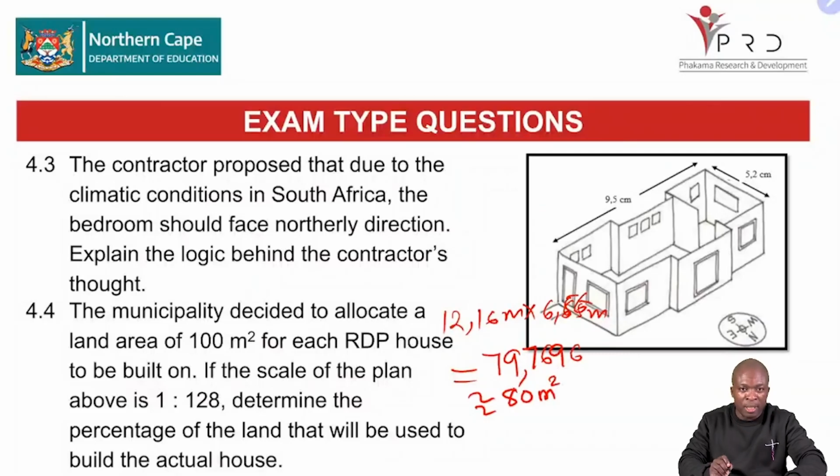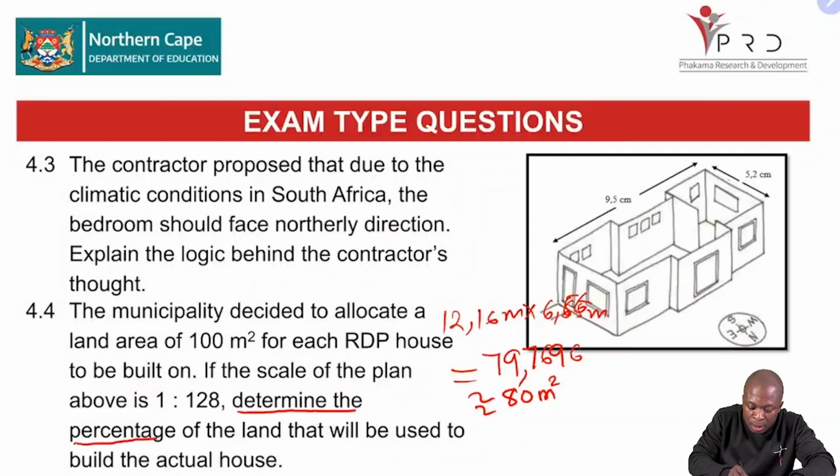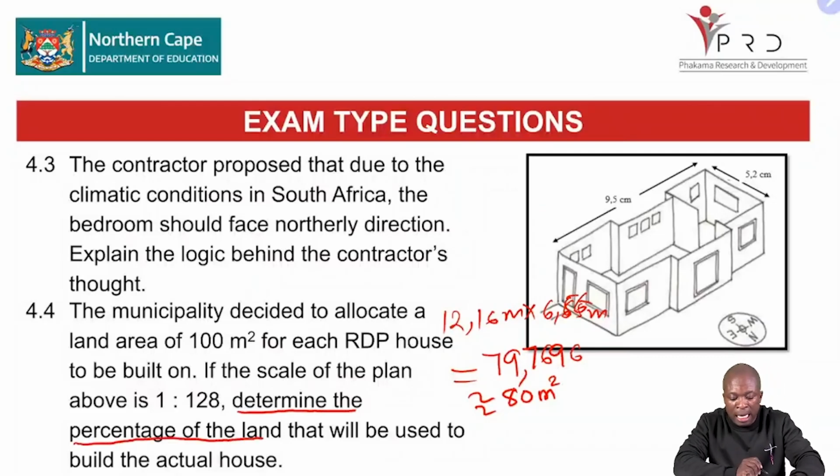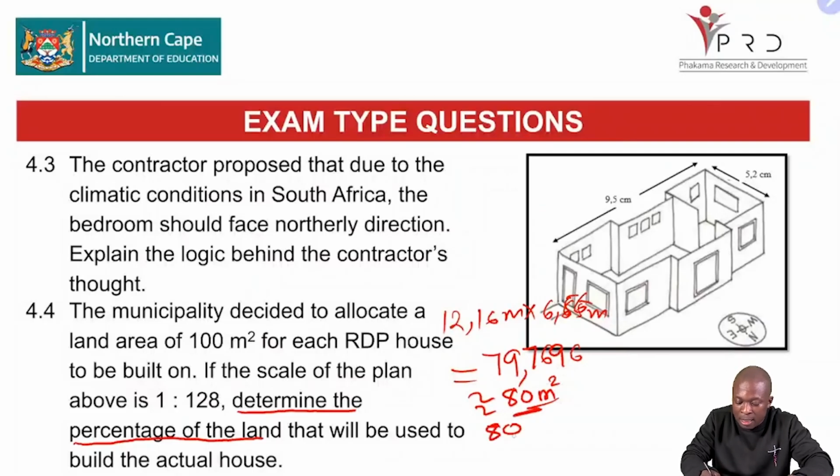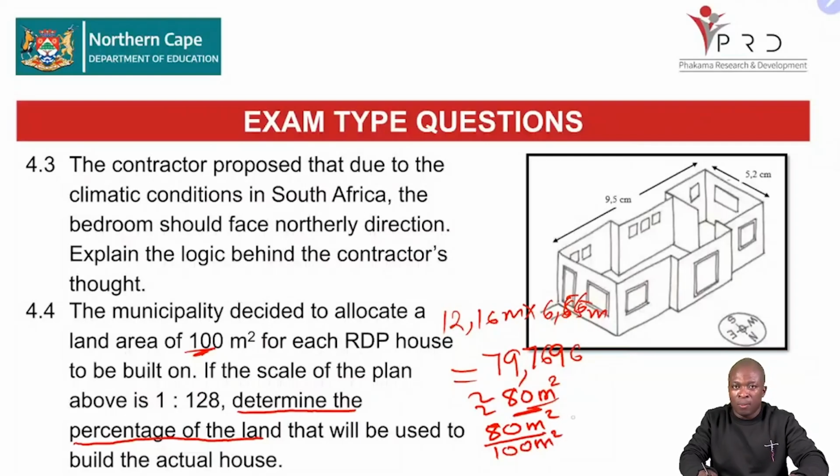So go back to the question. Now, the examiner said, determine the percentage of the land that will be used to build the actual house. So what is the size of the actual house? 80 meters squared. So percentage means we are going to say 80 meters squared, divide that by the 100 which was given, meaning 80 meters squared out of 100 meters squared. What would that give you?